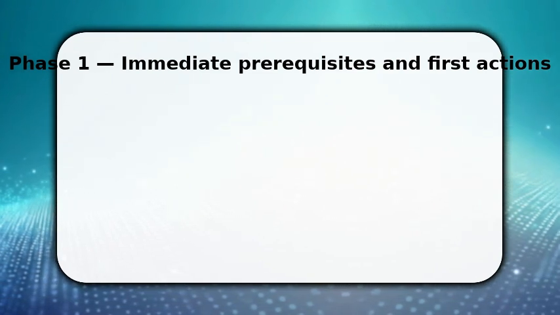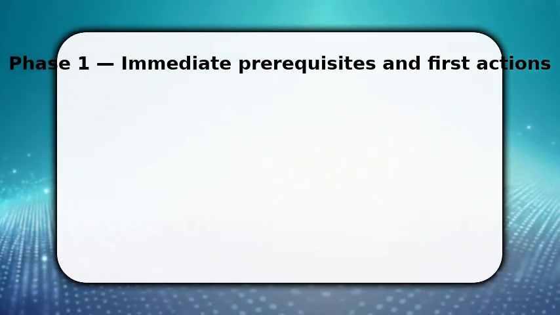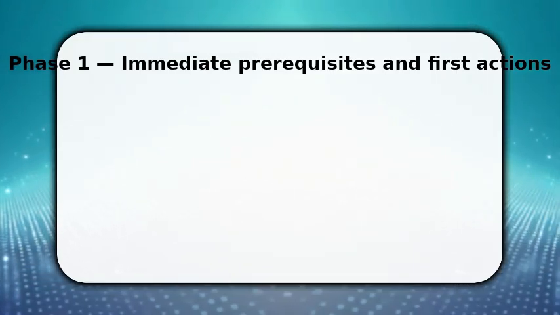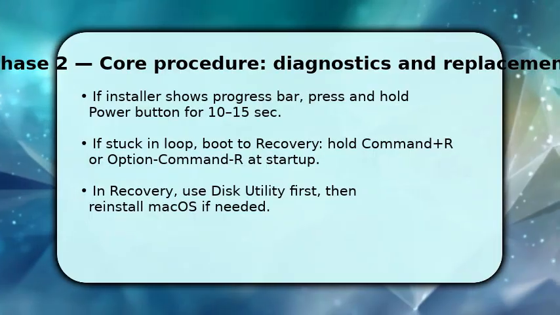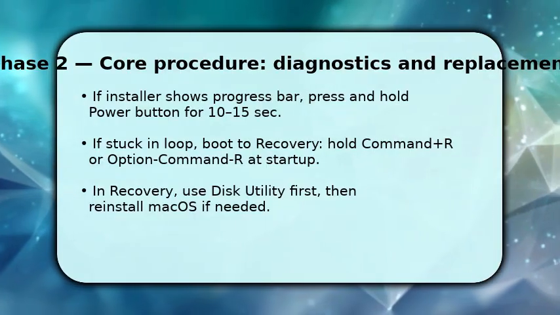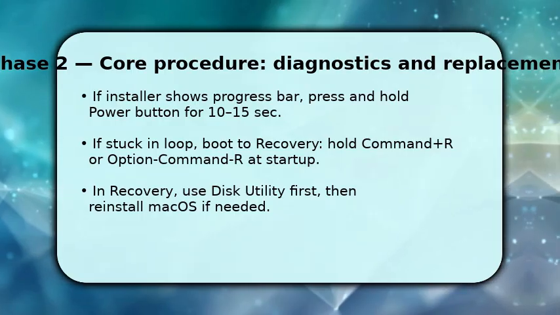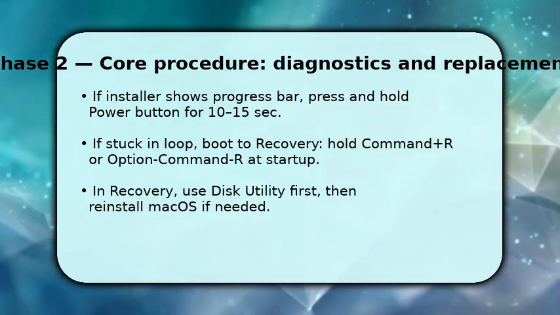If the update shows a progress bar, press and hold the power button for 10 to 15 seconds until the Mac powers off. This forces a shutdown. Once off, power on and immediately hold Command+R to enter recovery. If Command+R fails, try Option+Command+R for internet recovery.